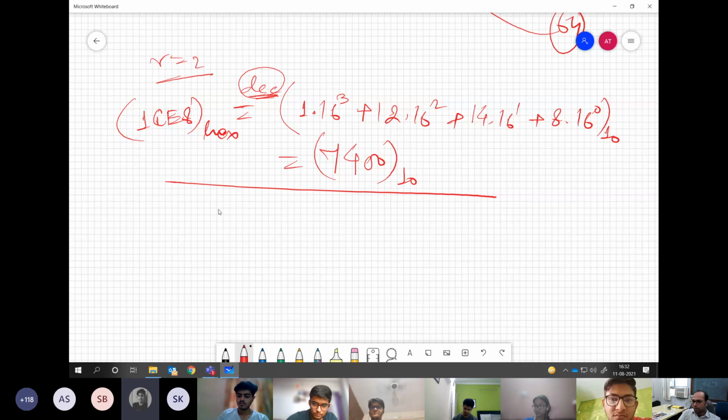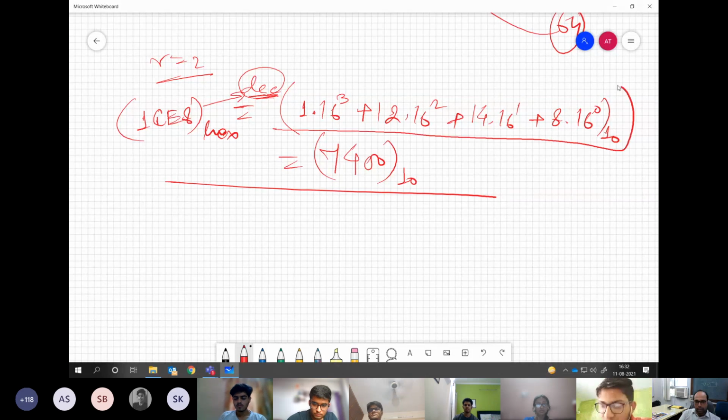Clear? So don't start doing all the unnecessary things in the examination. If I ask you to convert to decimal, this is always applicable for any base as long as you follow the rules.